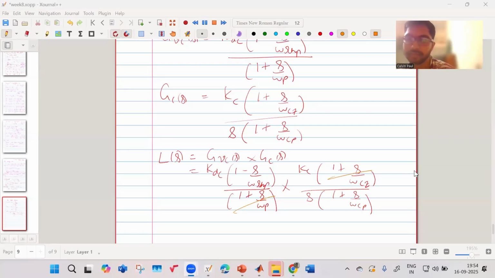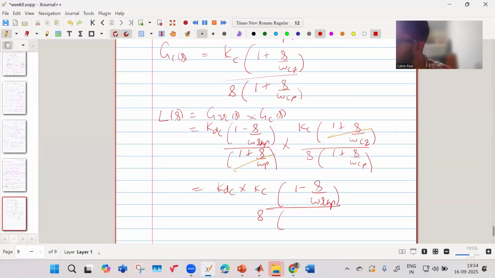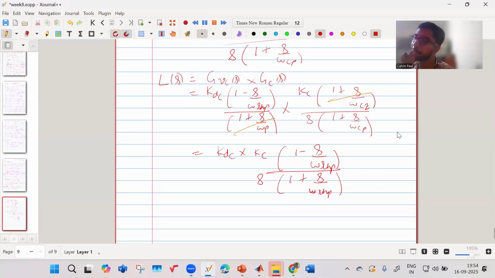So this and this get cancelled, and your omega CP is equal to omega RHP, so it gets written as KDC into Kc into (1 minus s upon omega RHP) upon s into (1 plus s upon omega RHP). Right? This is the method which sir has shown.